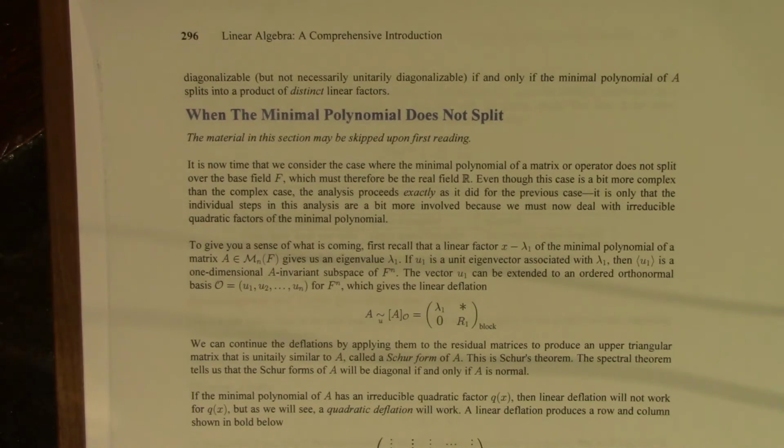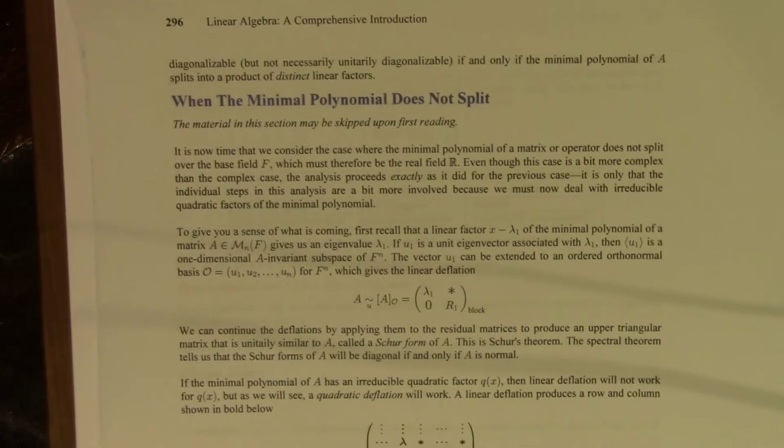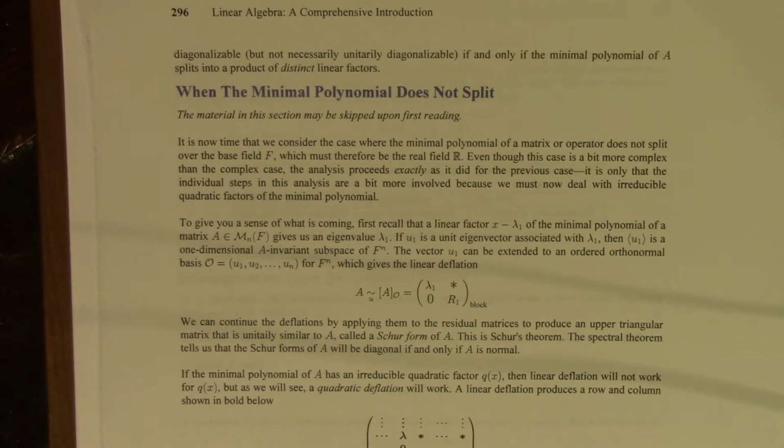The issue now is that since the minimal polynomial, we will assume, does not split over the base field, the real field, we must deal with irreducible quadratic factors of the minimal polynomial. So linear deflations will not be sufficient in this case. We're going to need to discuss what I am calling a quadratic deflation to cover that extra case. Let me give you an overall sense of how this is going to go.